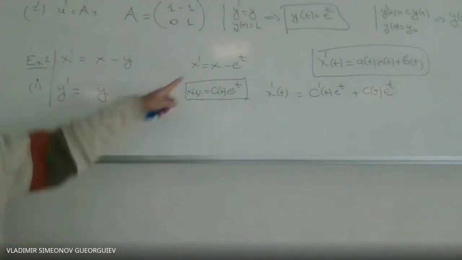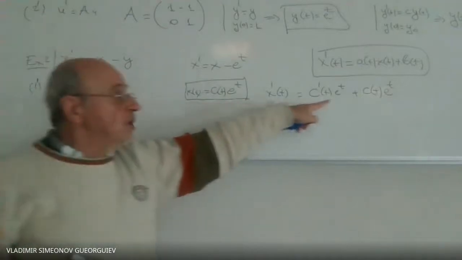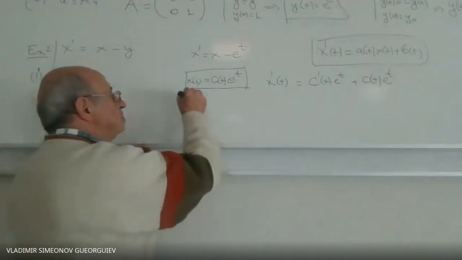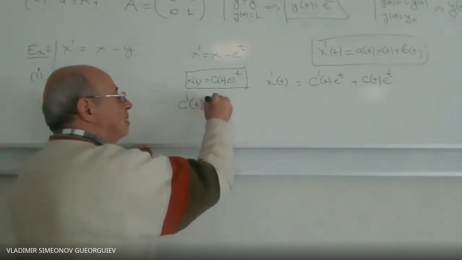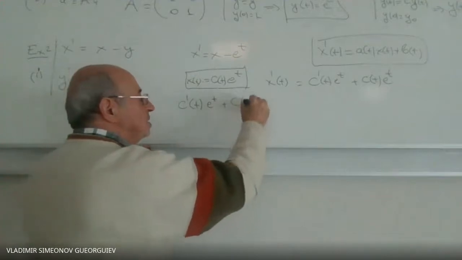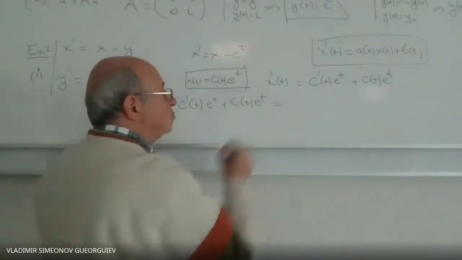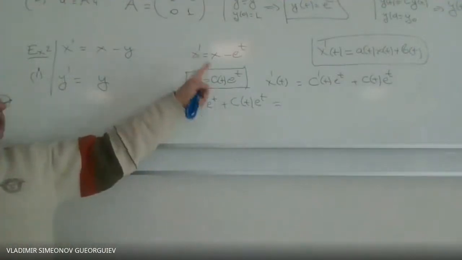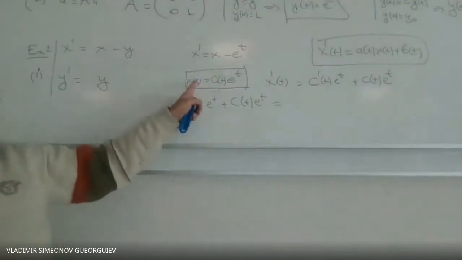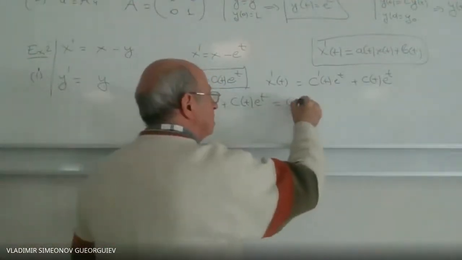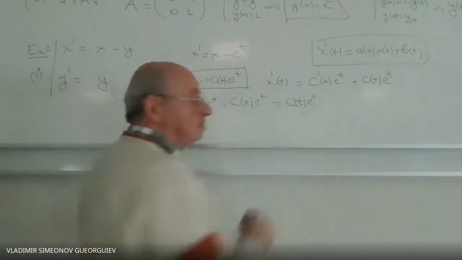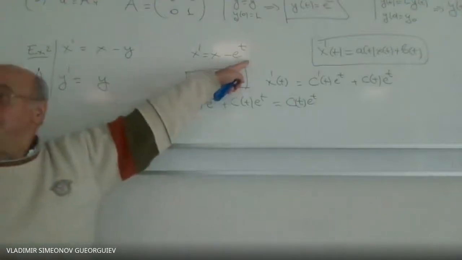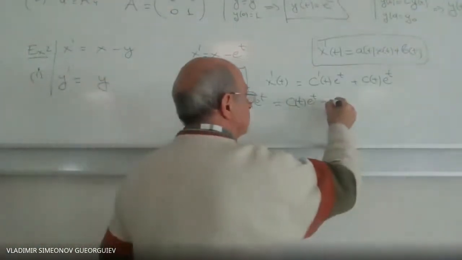What will happen? On the left, we have these two terms. So we can write c prime of t, a to the power t, plus c(t), a to the power t, is equal. This is the left-hand side, x prime. On the right-hand side, we have x, but what was x? c(t) a to the power t. And then what is missing? Only this term, minus a to the power t.